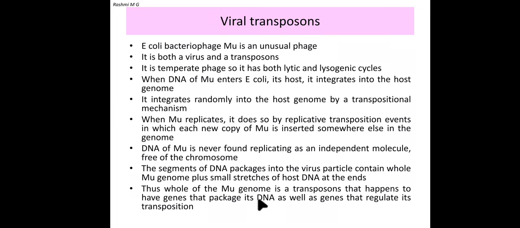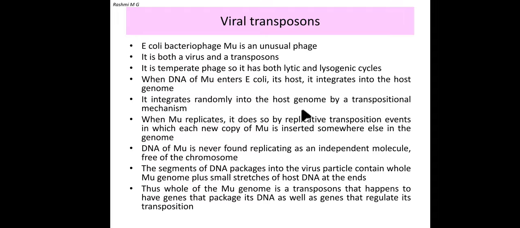For viral transposons, we discussed the E. coli bacteriophage Mu, which is an unusual phage. It is a temperate phage. It acts as both a virus and a transposon. Virus in the sense that it infects the bacteria. Transposon in the sense that it transposes its element into the host DNA. So it has both virus and transposon properties. When the DNA of Mu enters E. coli, its host, it integrates into the host genome.